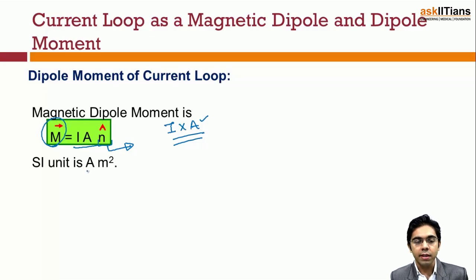And what about the SI unit? The SI unit is current into area. We know that the unit of area is meter square and the unit of current is ampere. So the SI unit is ampere meter square. Now let's proceed further.